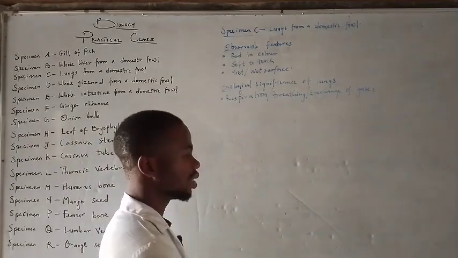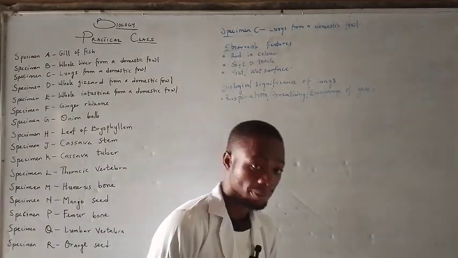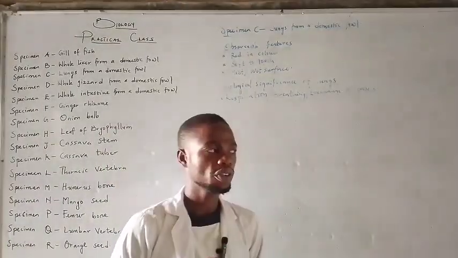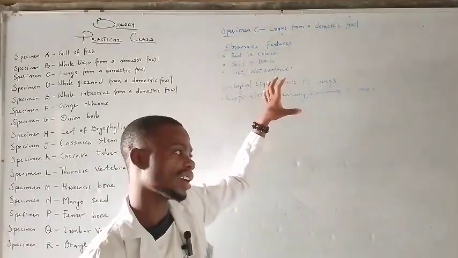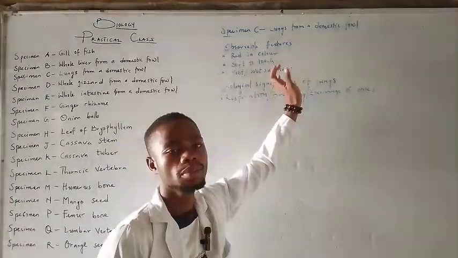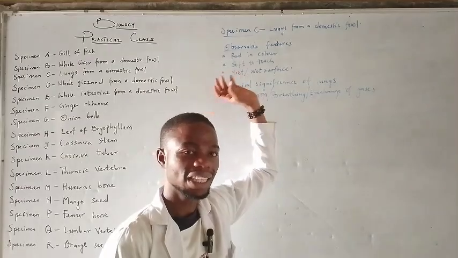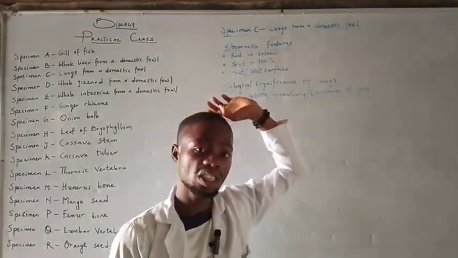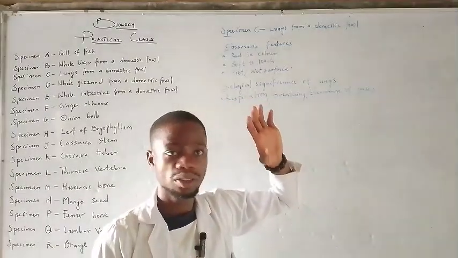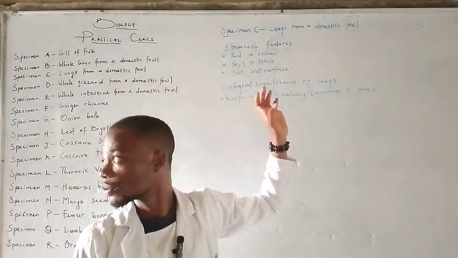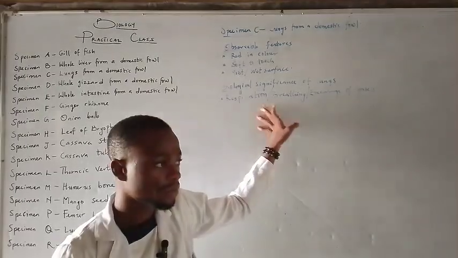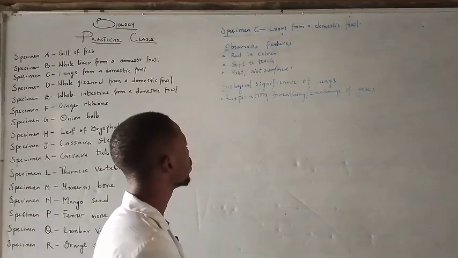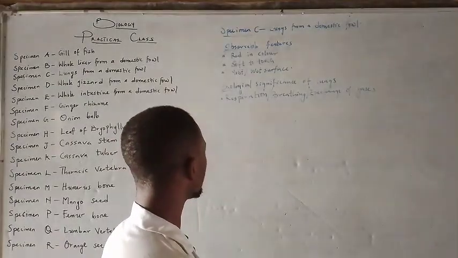So you can be asked the characteristic features that adapt this specimen to its function. The characteristic features that adapt this specimen to its function are the same characteristic features that adapt gills to its function. This is a respiratory organ. Gill as well is a respiratory organ. So check under specimen A to see the features that adapt this specimen to its function.